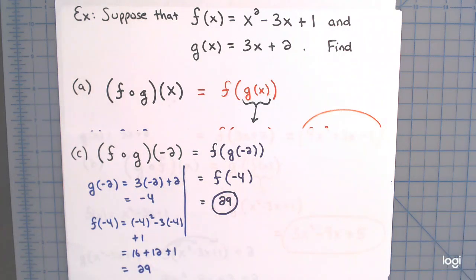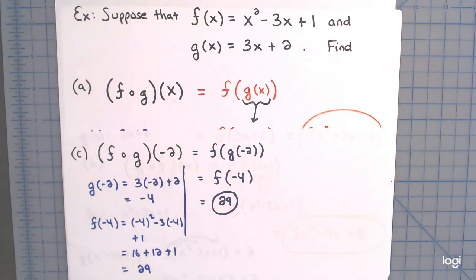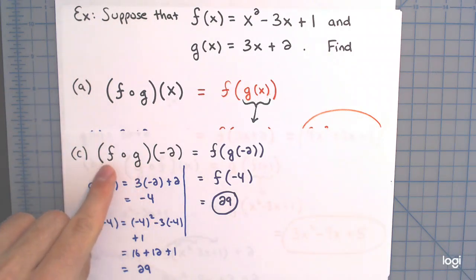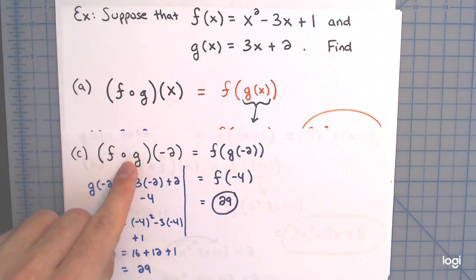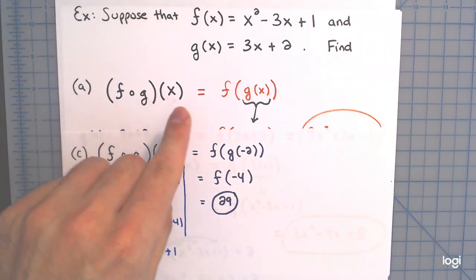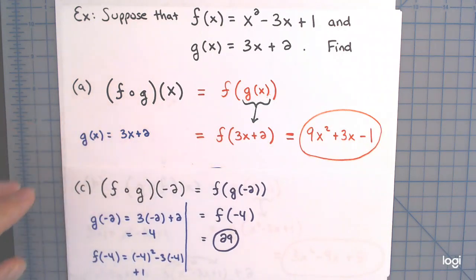Now that's one way you could do it. This is the way I did earlier in the video. But another way I could do it is, I already have a rule for this composite function, f composed with g, or f of g. I have it here. So keep the 29 in mind. I'll bring that back.